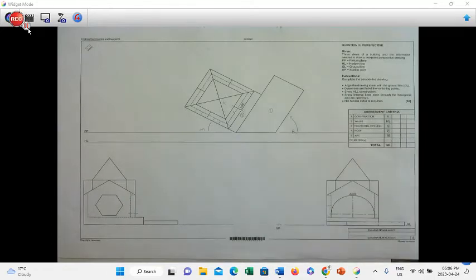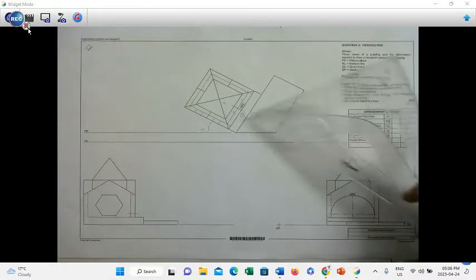Learners, let us complete this perspective drawing by unpacking each part as we have it in our planning.